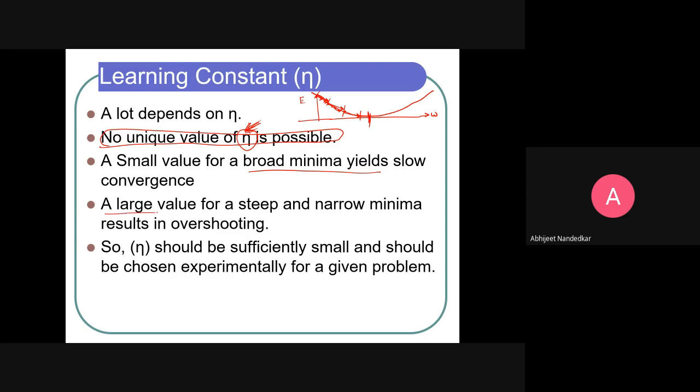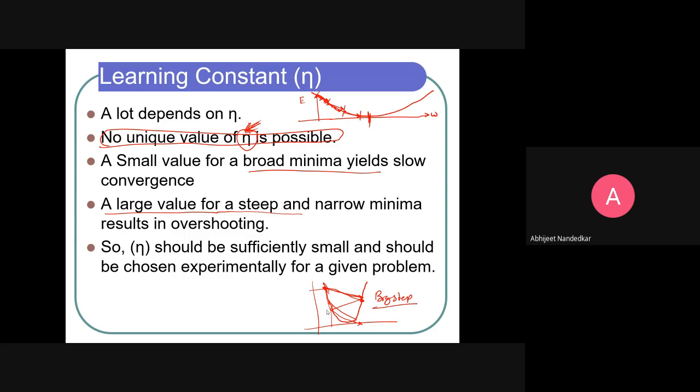Whereas when you take a large value for steep and narrow minima, it results in overshooting. So here is another problem. Say this is my error surface. If I take a big step, a big learning constant, suppose I am standing here for this random assumption, then I may jump to this side directly. I am not reaching here because my step is big. I will jump here, then I will jump here, maybe I jump here. Something like this may happen, and you may go back sometimes. This will happen if you take a big step, so this is also not good. You have to have a moderate step size, not very small, not very big.